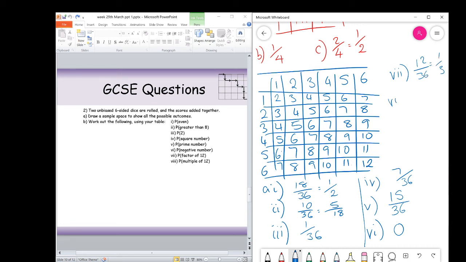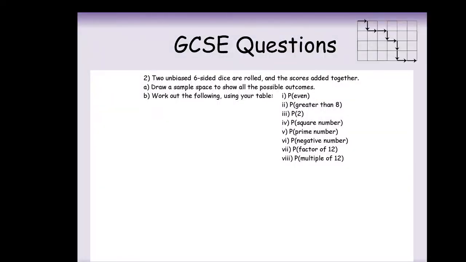And then finally for this question, it's a long question, a multiple of 12. So that's any number in the 12 times table. So 12, 24, 36, 48, etc. There's only 1. 1 out of 36. So hopefully you got all of those ones right. Let's see if there are any more GCSE questions. I think there's one more GCSE question coming.